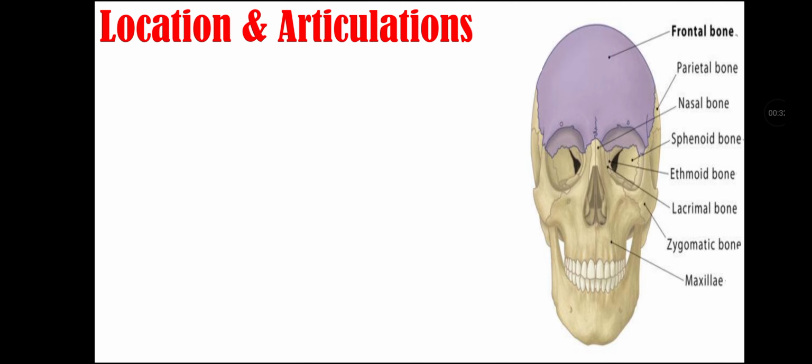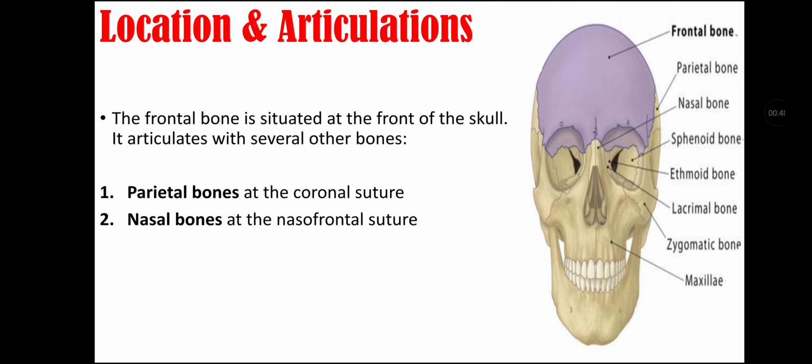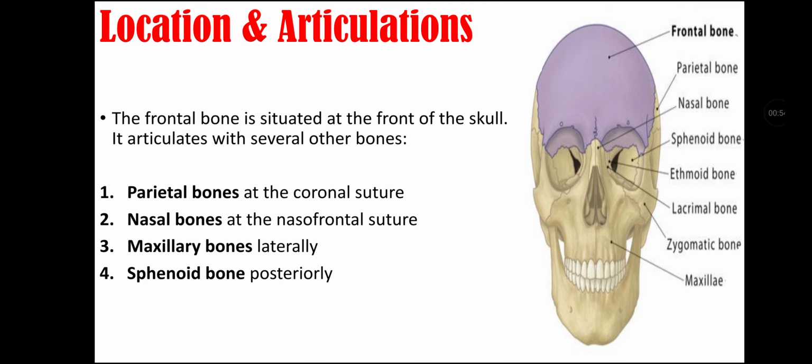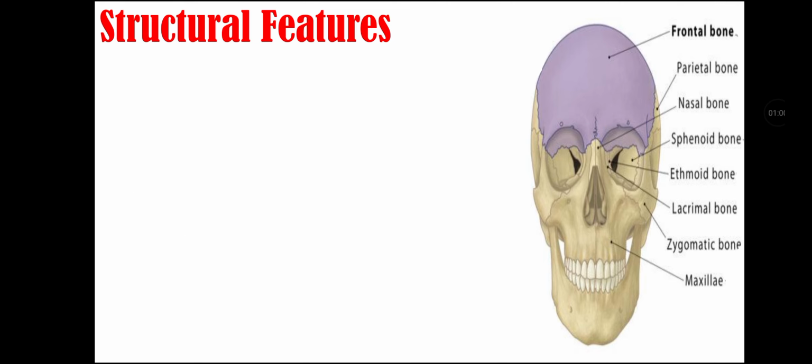Location and articulation of frontal bone. Frontal bone is situated at the front of skull, as you can see here in the diagram. It articulates with several other bones. They include parietal bone at the coronal suture. It articulates with the nasal bone at the nasofrontal suture. It articulates with the maxillary bone laterally. It articulates with the sphenoid bone posteriorly, and zygomatic bone at lateral margins of orbit.